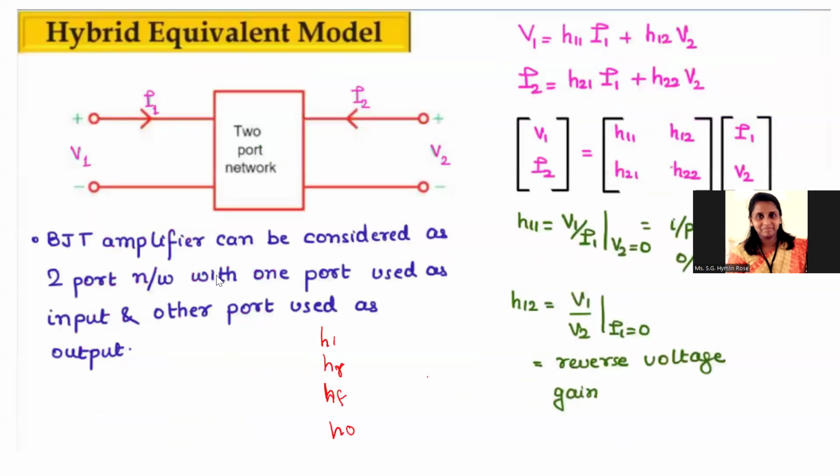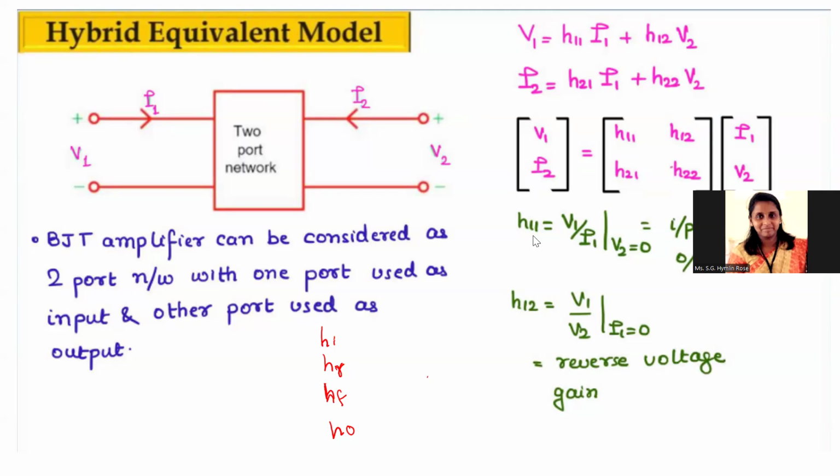So the general expression for this is V1 equal to H11 I1 plus H12 V2. This is your hybrid model general equation. And I2 equal to H21 I1 plus H22 V2. In matrix form, we can represent it like this.